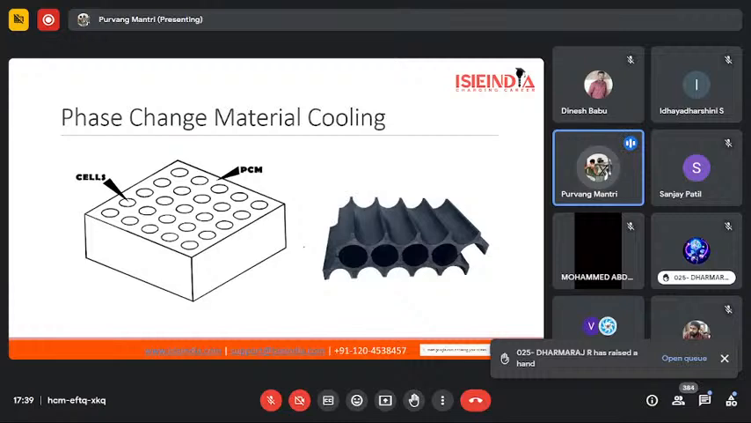So the PCM method is not used at this point, but it is still being worked on for use in our vehicles because it has some good potential. But at this point, the majority of four-wheeler manufacturers are using the liquid cooling method, and two-wheeler manufacturers are using the air cooling method.